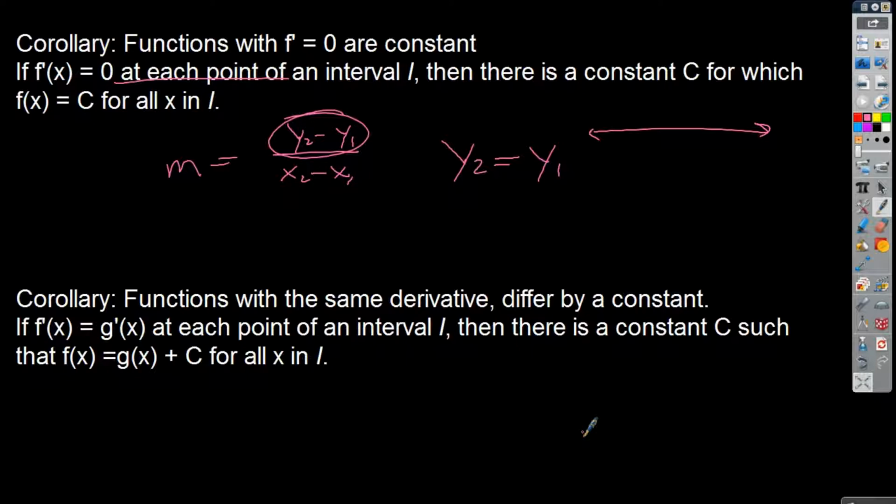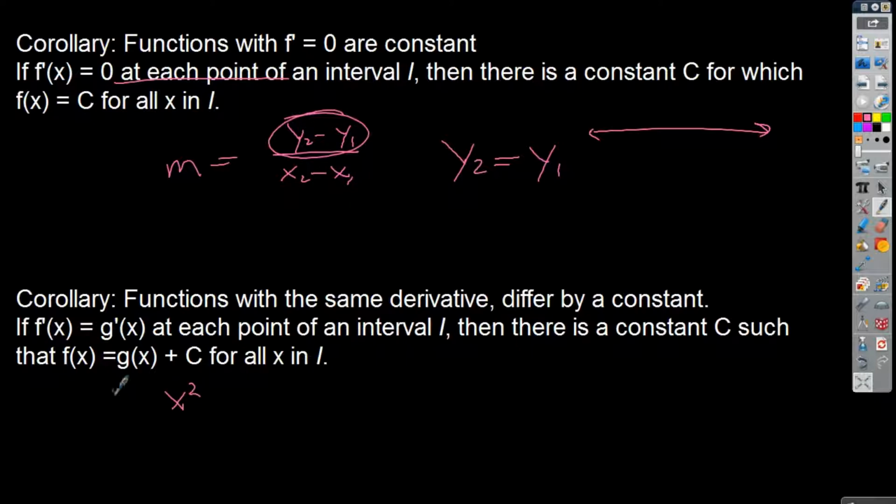The corollary here: functions with the same derivative differ by a constant. If f prime of x equals g prime of x at each point on the interval I, then there's a constant c such that f of x equals g of x plus c for all x in the interval I. All this is saying is if I have the exact same derivative everywhere, the only thing that could change is if I have a different constant.